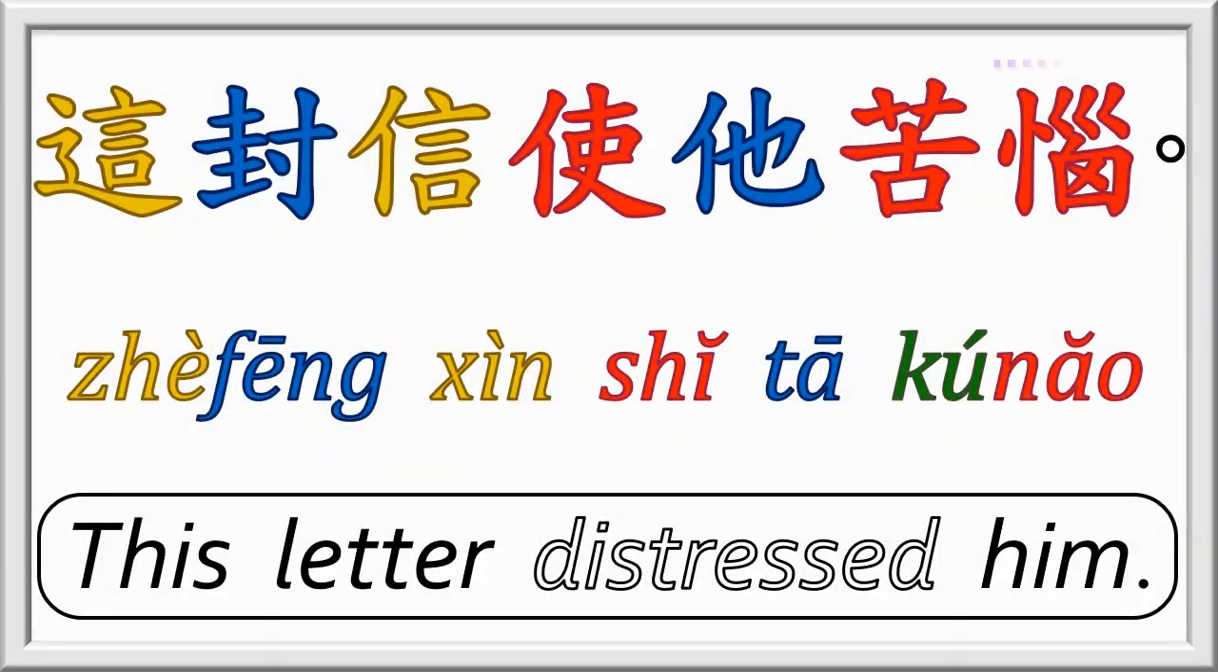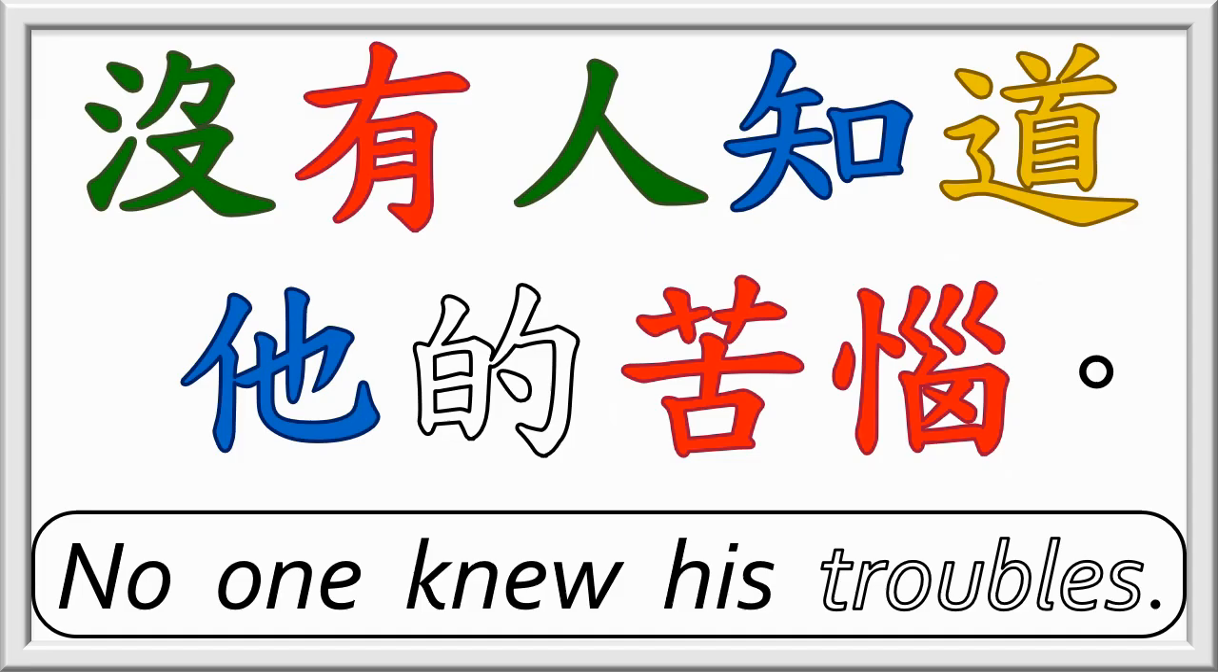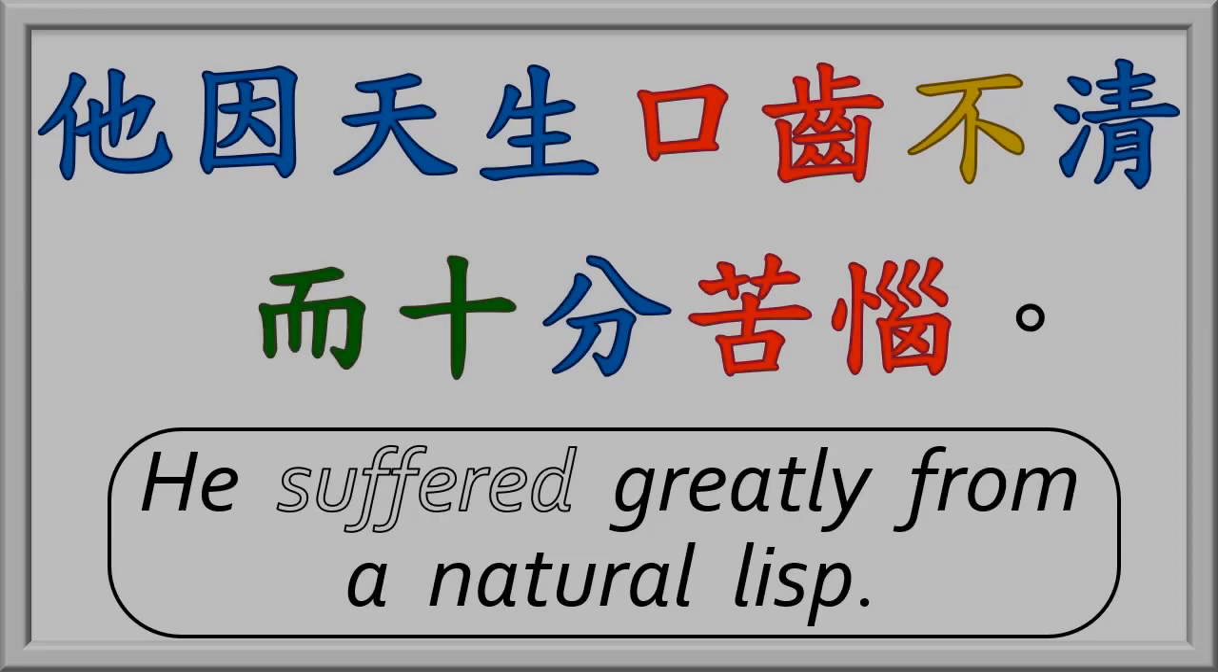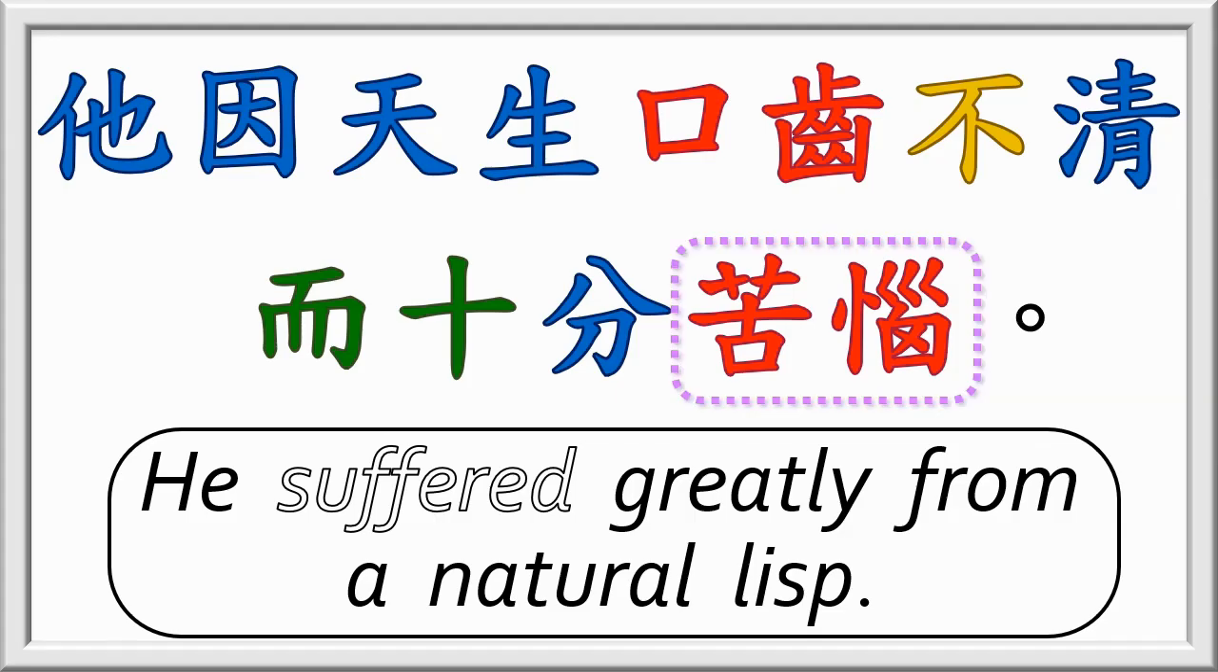To say distress, trouble, vex, or worry, whether noun, verb, or adjective, just pair 苦 with 恼 from lesson 29. 苦恼. 这封信使他苦恼. This letter distressed him. 没有人知道他的苦恼. No one knew his troubles. 他因天生口齿不清而十分苦恼. He suffered greatly from a natural lisp.